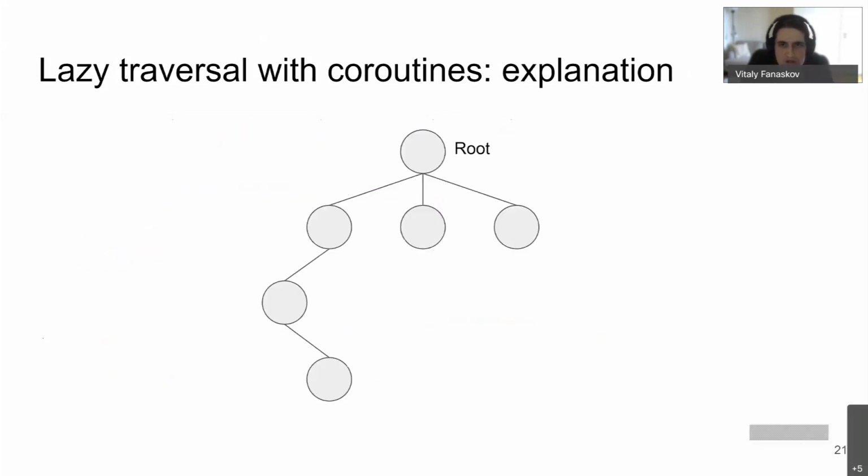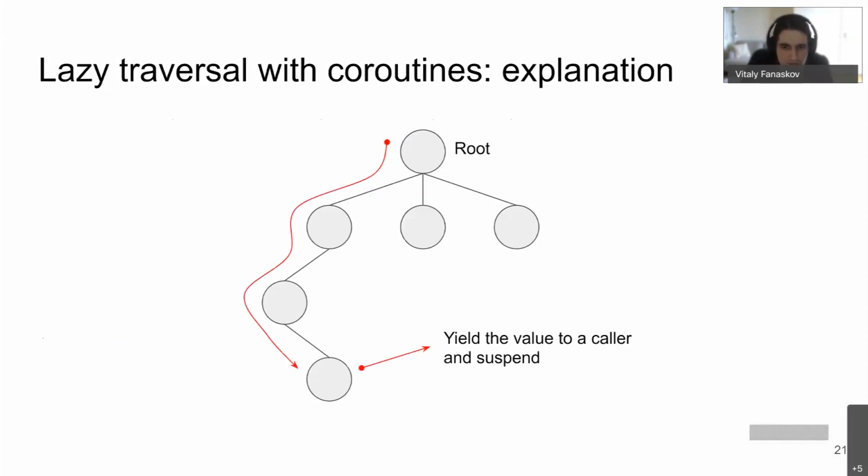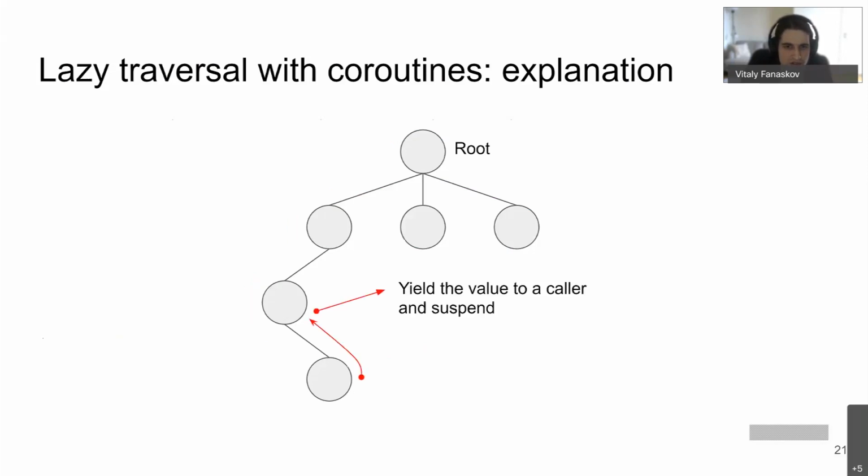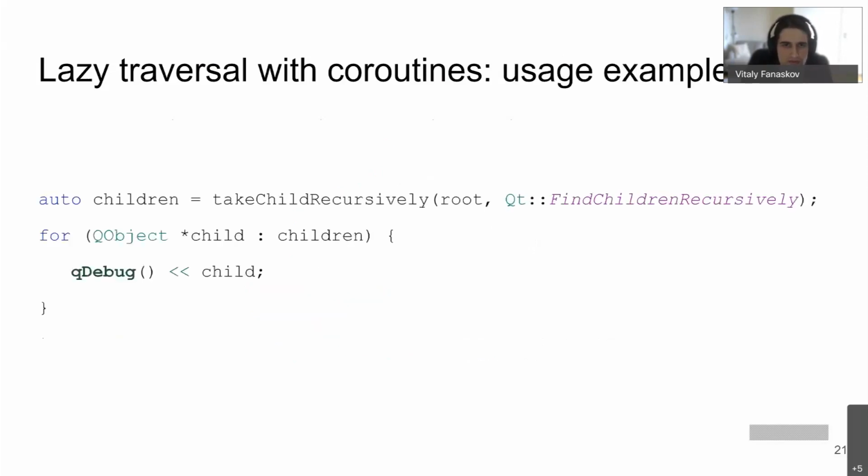So, how does it work? Here is the explanation. We have a tree here. Then after we ask for the first child, it goes down to the leftmost leaf, yields the value to the caller, and suspends. When we ask it again for the next one, it goes up a level, yields the value to the caller again, and suspends. So we already can use it actually, as a free function.